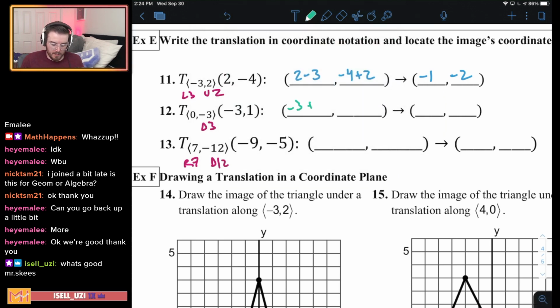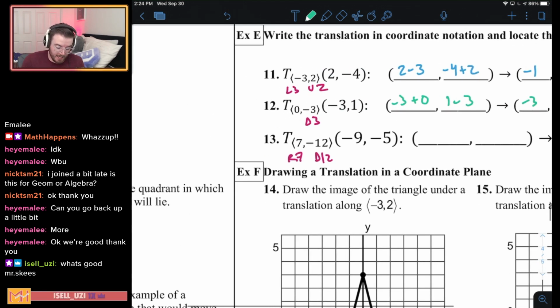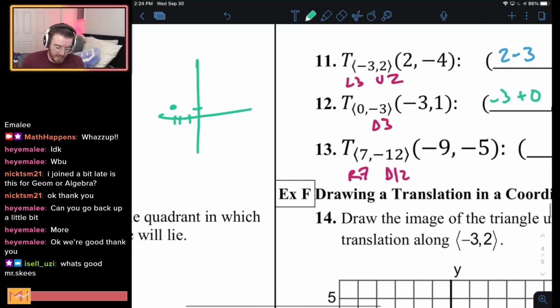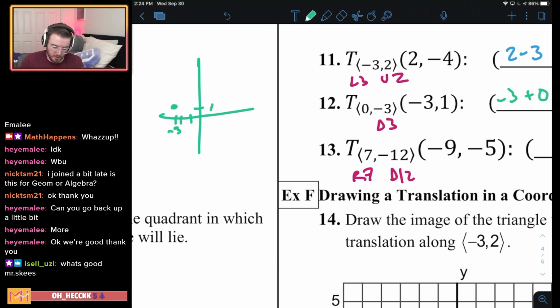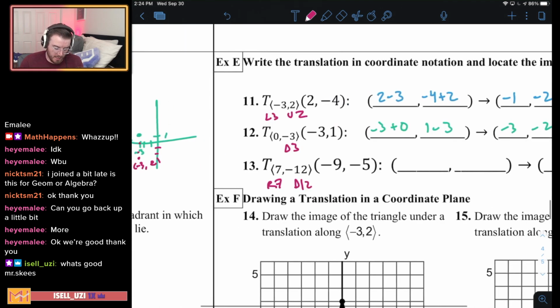I'm not moving left or right, so I'm adding nothing. But I'm moving down 3, so I'm subtracting 3. So negative 3, negative 2. And you could do a quick sketch on a graph, if a graph helps you. There's my point, negative 3, 1, left 3, up 1. And then if I move it down 3, 1, 2, 3, where am I going to land? I'm going to land at negative 3, negative 2, right where I said I was.